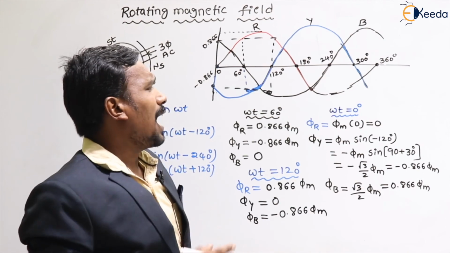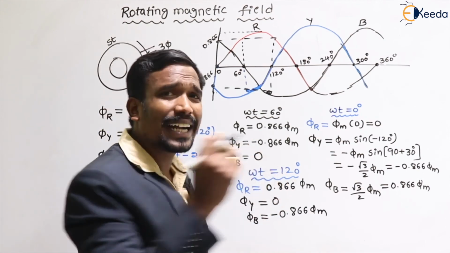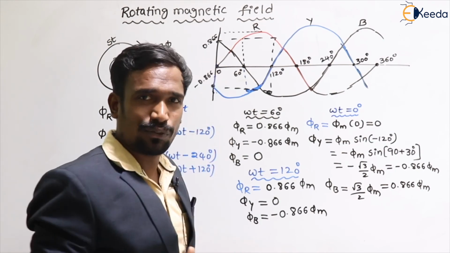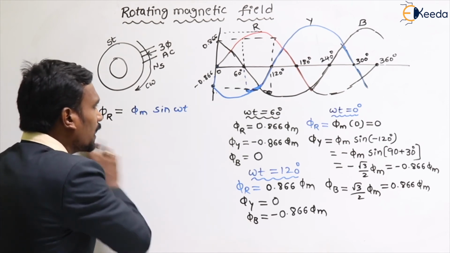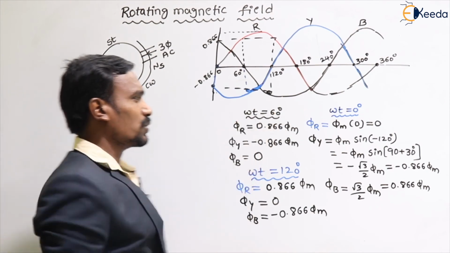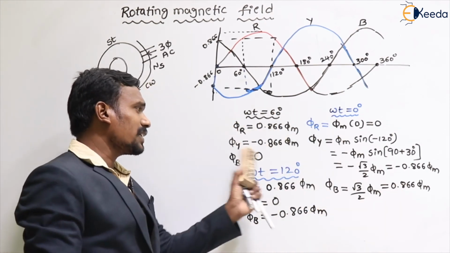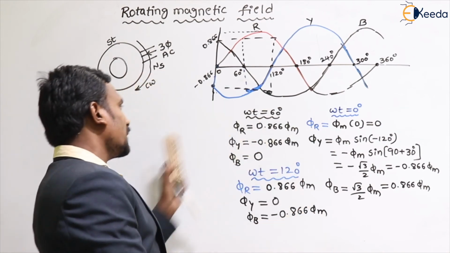So now I am going to represent it in vector form. Let's have a look here. Now there is no more work with these values. At omega t equals 0, what is the vector? At omega t equals 60 degrees, what is the vector? At omega t equals 120 degrees, what is the vector?